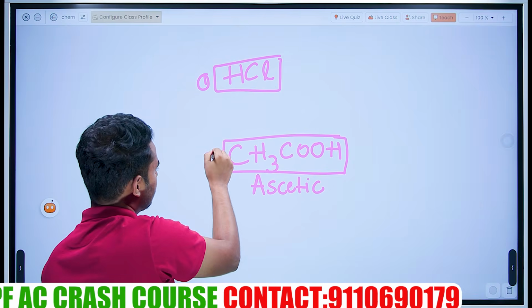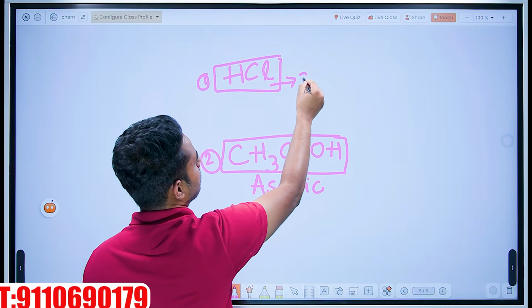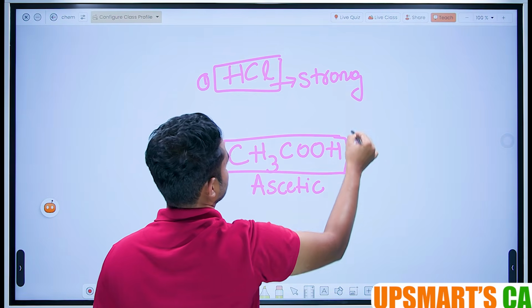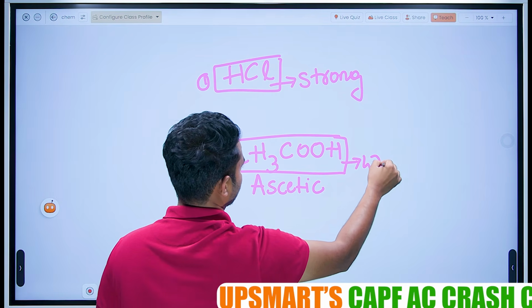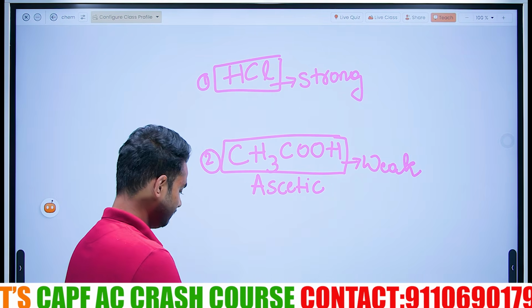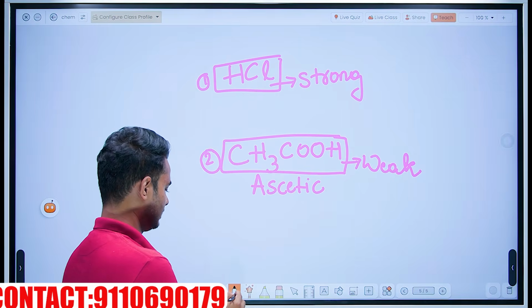Now, this is called a strong acid, and this is called a weak acid. Why, sir? We know this is strong and this is weak, but why is it actually strong and why is it actually weak? I'll tell you.